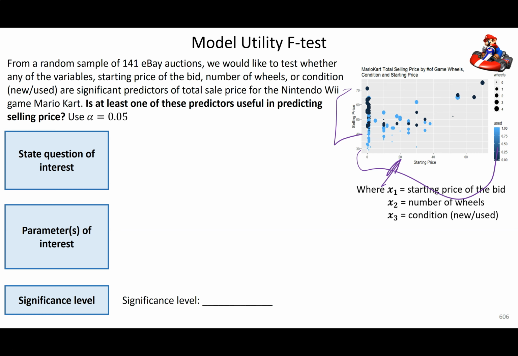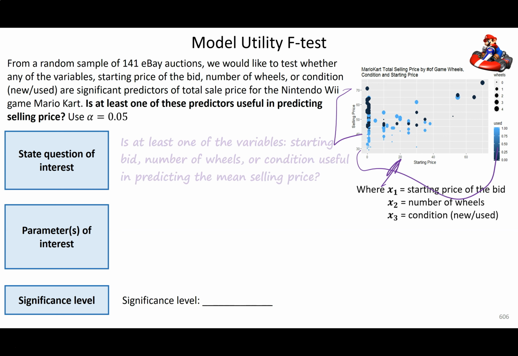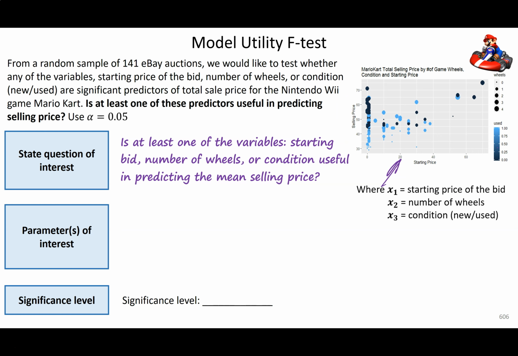So our steps are going to be identical. We're going to state our question of interest, talk about our parameters of interest, our significance level, and so on, as in any hypothesis test. So our question of interest. In this one, it's not going to be in notation so much. It would be a lot more complicated to do so. It's possible, but complicated. Is at least one of the variables, starting bid, number of wheels, or condition, useful in predicting the mean selling price? So is at least one of them useful?